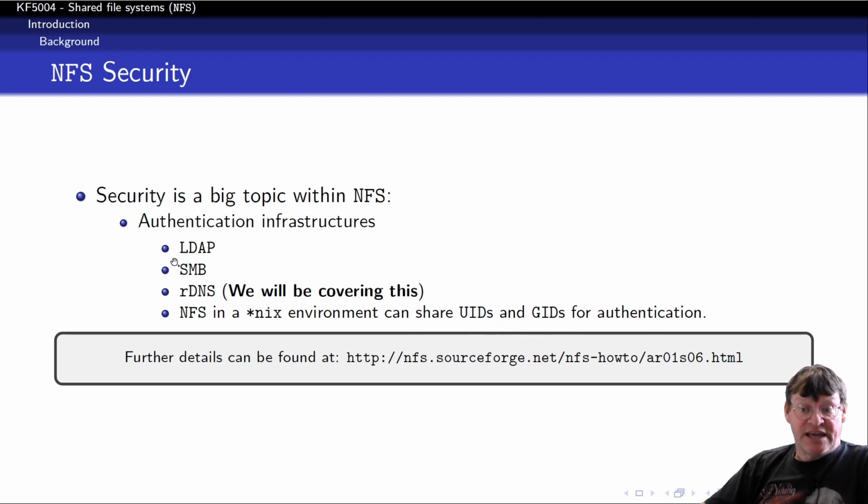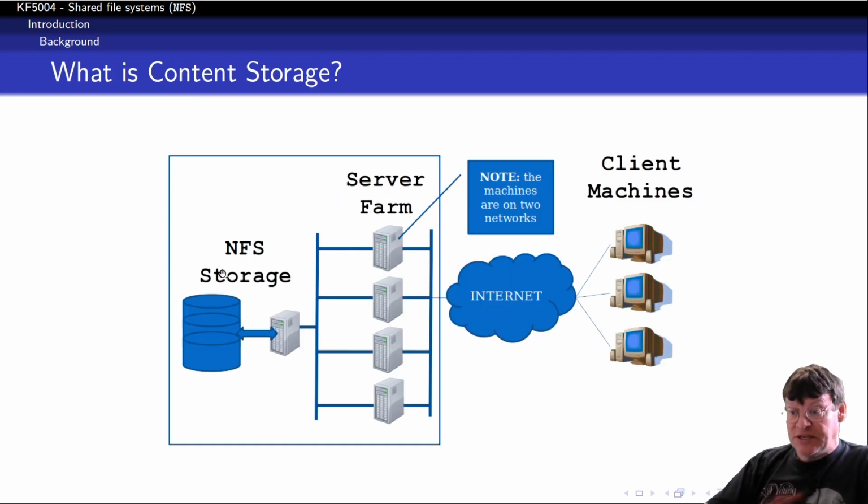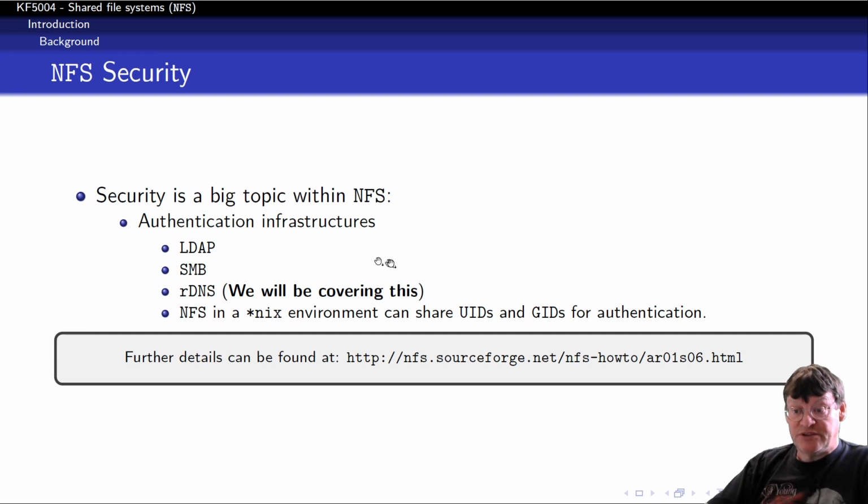It'll cover things like LDAP. You could even use something like Samba, using credential files. LDAP will use usernames and passwords. You could even use the internal user ID, group ID authentication, because if it's all done on a Linux environment, you can share the IDs across servers. We are going to use RDNS. We've been looking at domain name services at the beginning, so we're going to specifically focus on RDNS and using RDNS as the authentication mechanism.